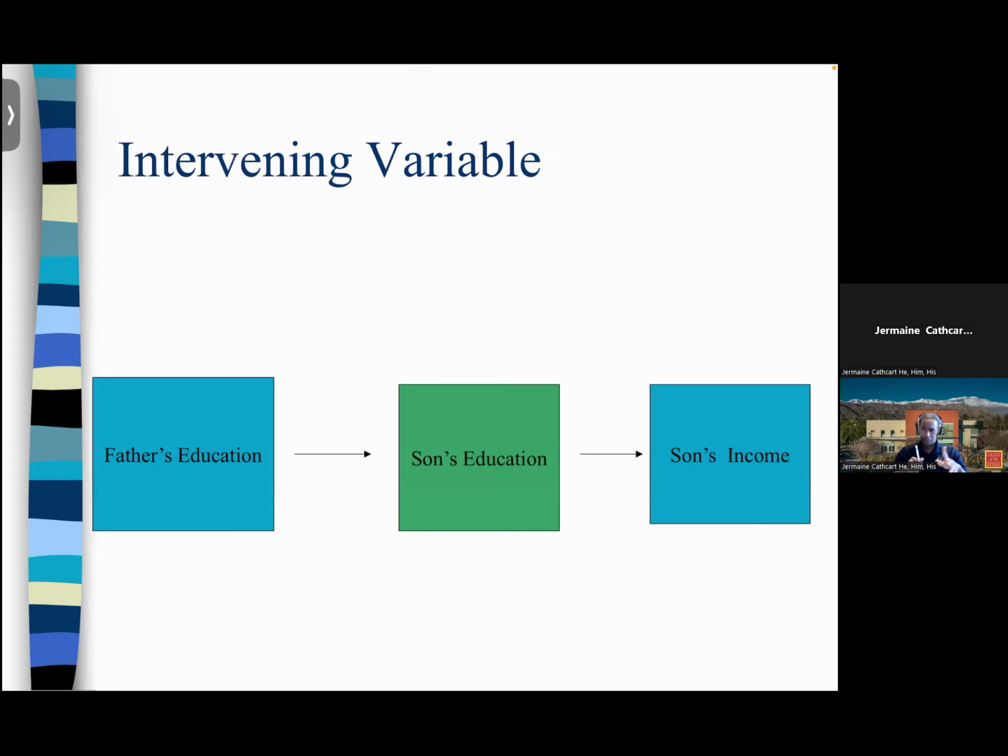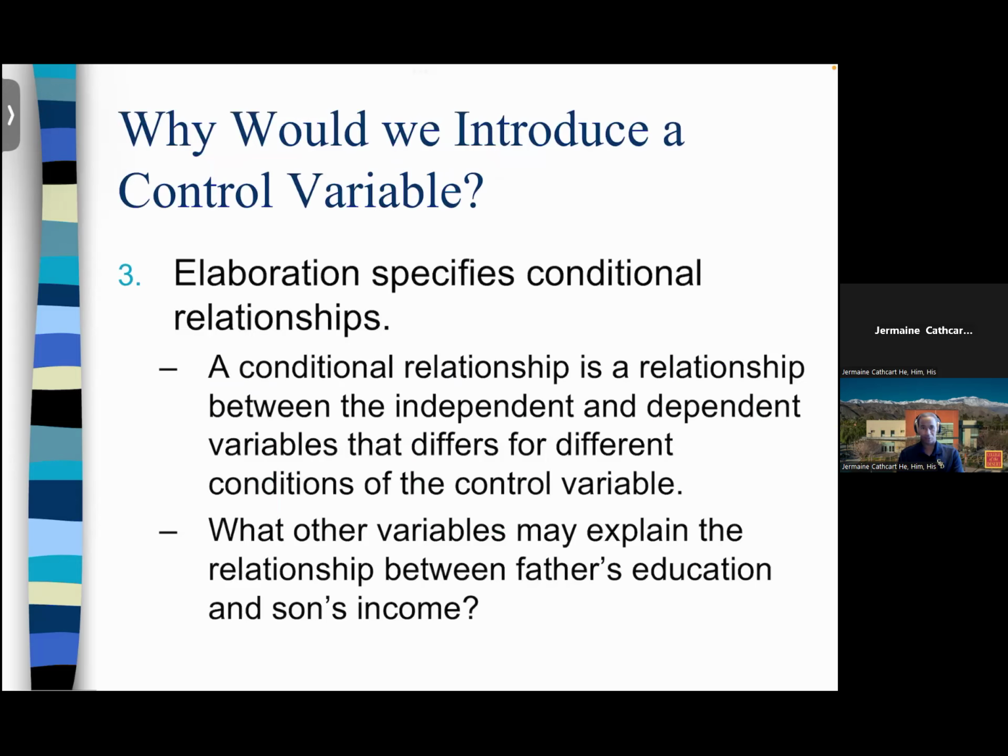But we do know that there is a link between parental education level and child education level. So father's education can influence the son's education, and it makes sense that a son's education does influence their own income. So this is an example of an intervening variable, right? That helps you better explain that relationship. Hopefully that makes sense to everybody.